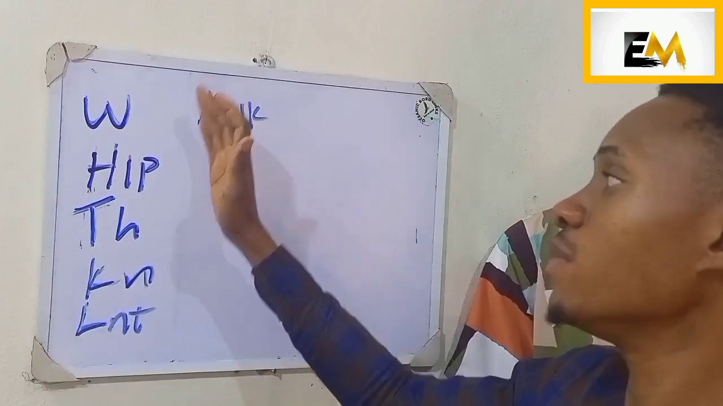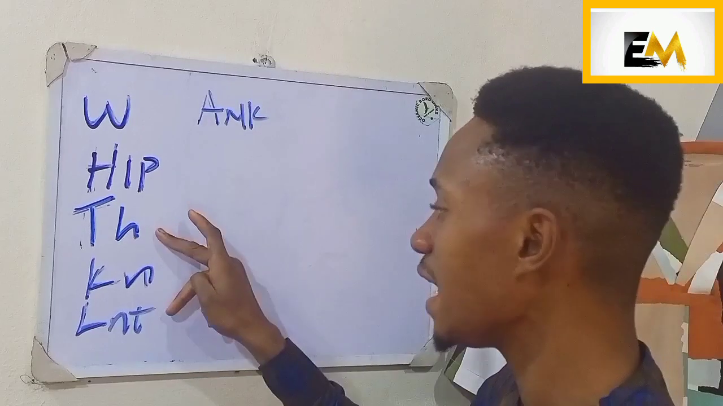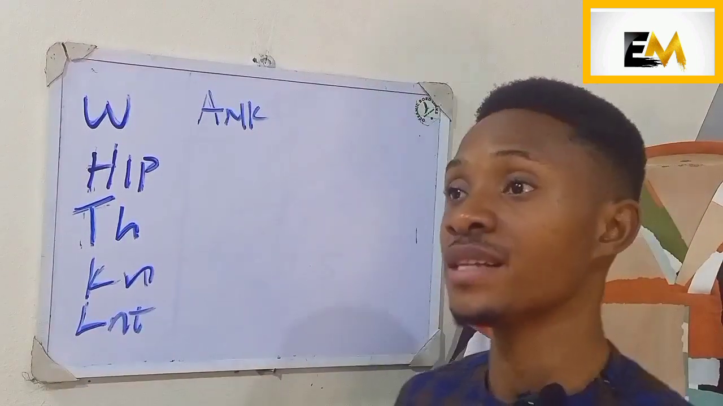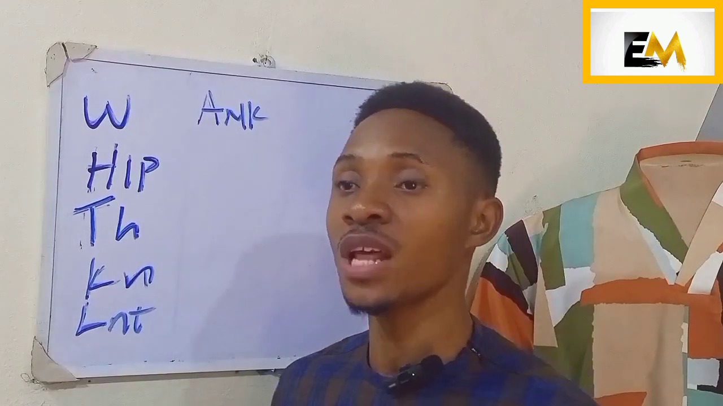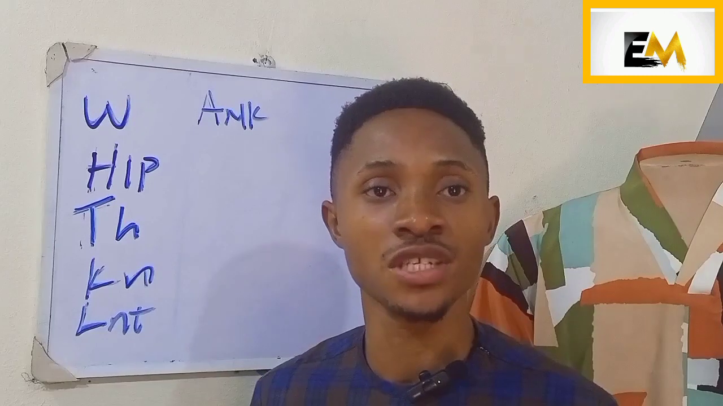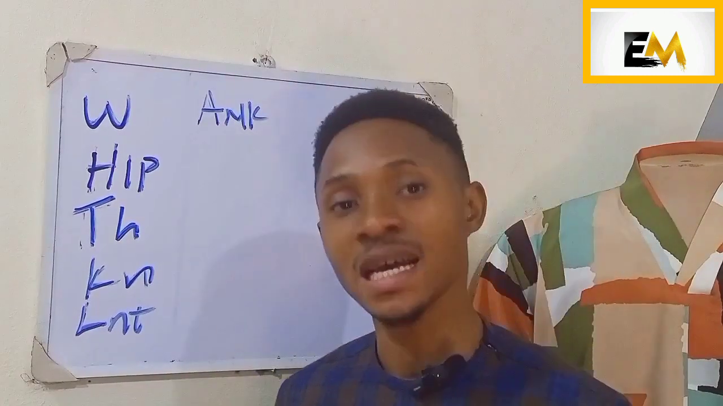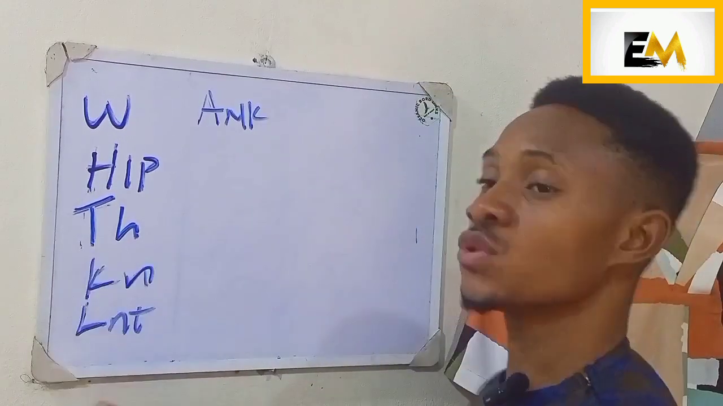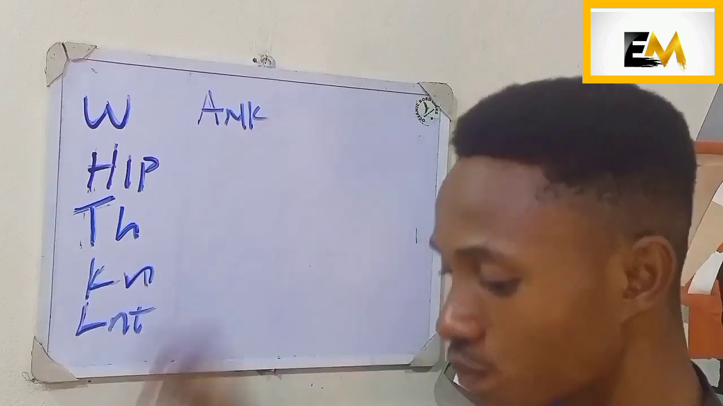These are what you need to measure on your client: the waist, hip, thigh, knee, length, and ankle. These are the basic things you need. Every other thing, if you actually want to measure, is good, but there are formulas you can use instead of going through the stress of measuring the person. Most of the time, even measurement may not give you the accuracy that these formulas will give you.